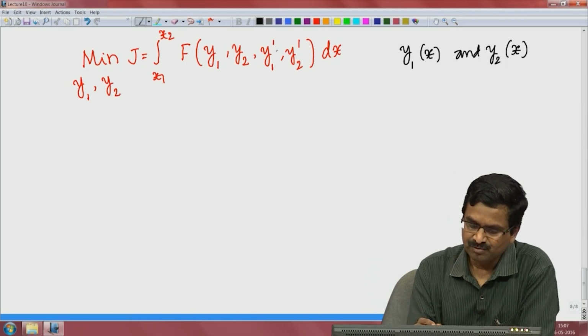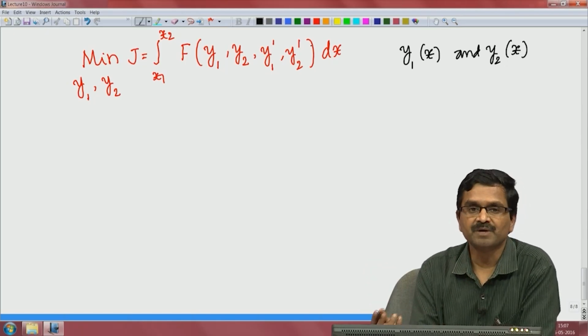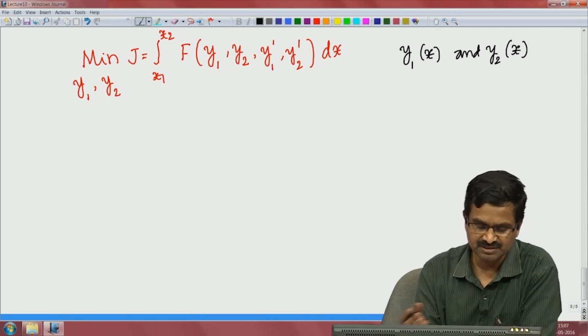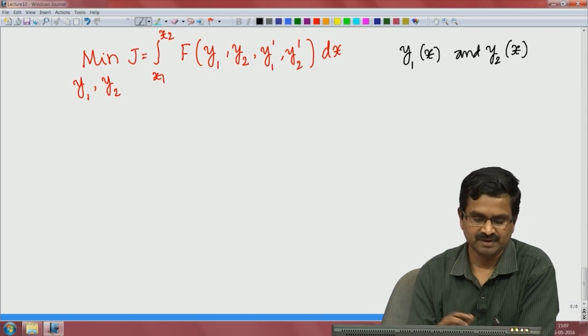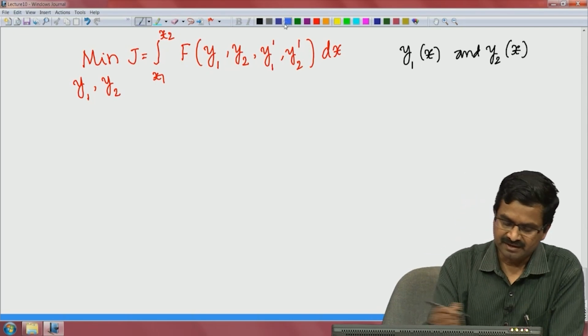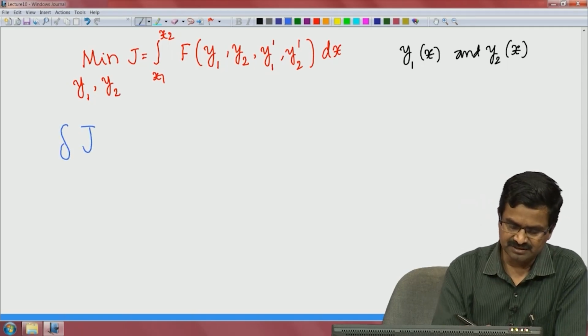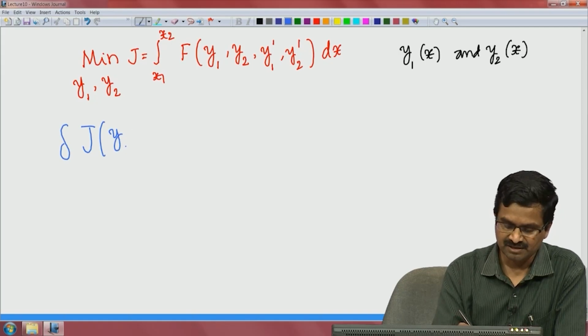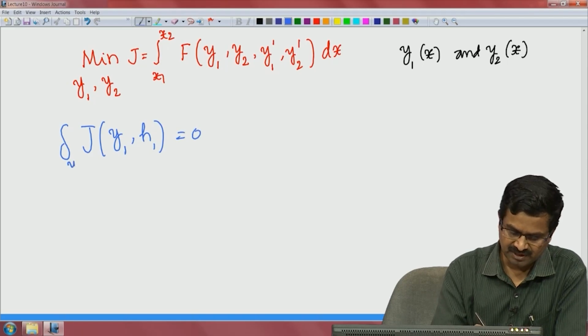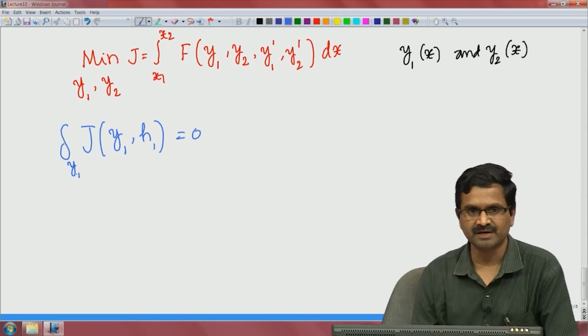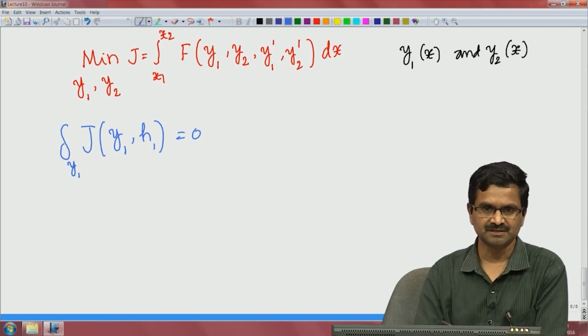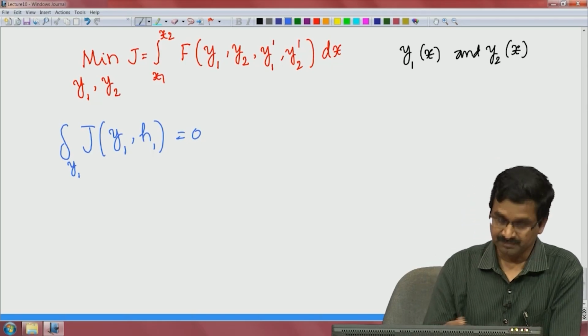Both of them have up to first derivative only, but that can also be n derivatives. When you have two functions, what happens? Now, when we take variation, we have the Gaussian variation. Normally we write y comma h, I have to write y1 comma h1 equal to 0. Sometimes we also write y1 over here to indicate that we are taking variation with respect to y1.